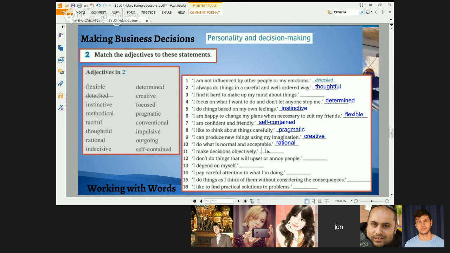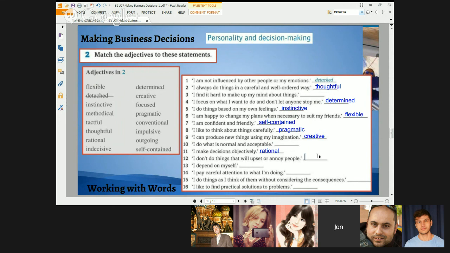And who's next? Is it Yuki? Maybe. Yeah. I make decisions objectively. It's rational, no? Yeah, this one's rational. Yes. This one is a better fit for rational. All right. So that means we got to go back to 3 and 10 and rethink them. And we might find some others. So we're back to Shadow for 12.